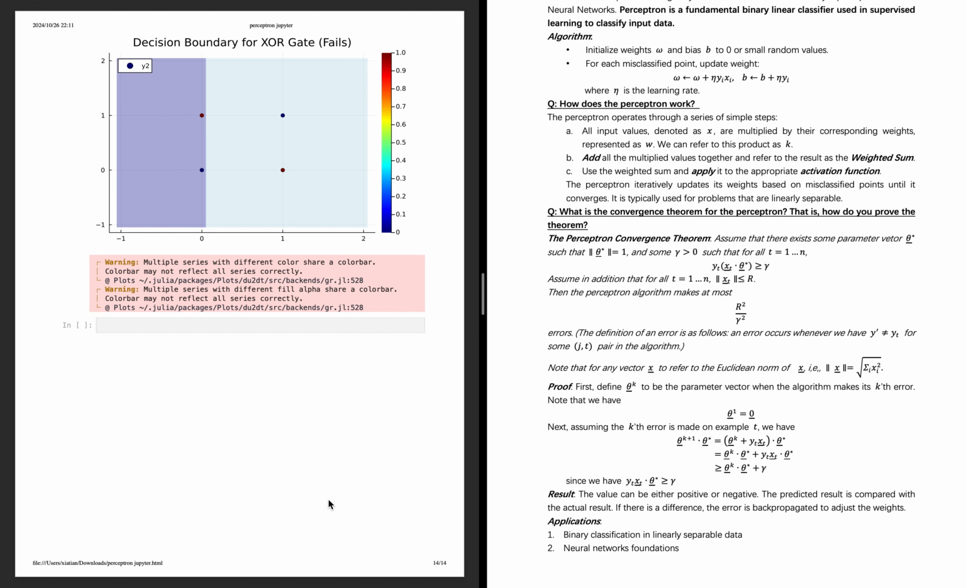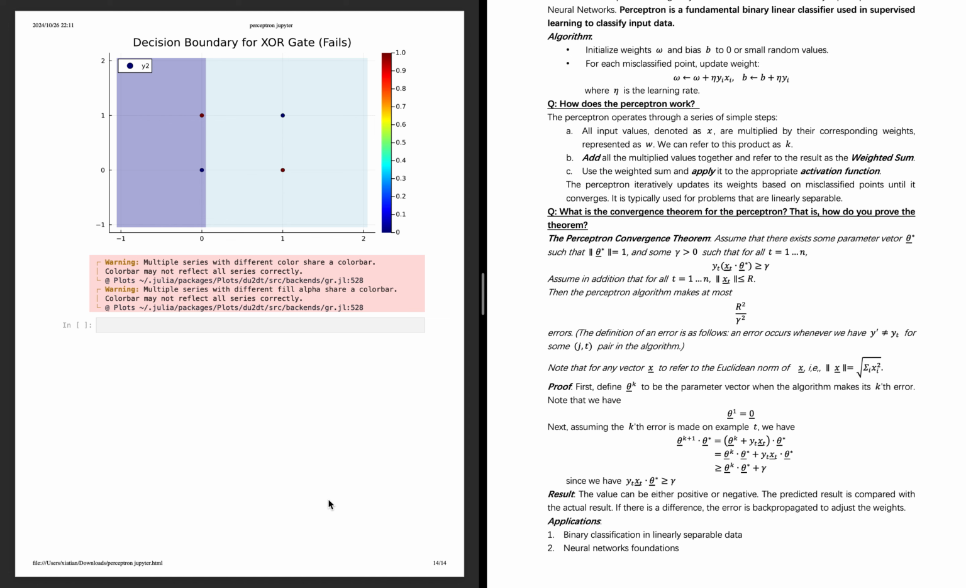Now let's move on to the XOR gate dataset. The XOR gate is more challenging because its data is not linearly separable. The output is 1 only if the inputs are different, and 0 if they are the same. Unlike the OR and AND gates, no straight line can separate the classes of the XOR dataset.